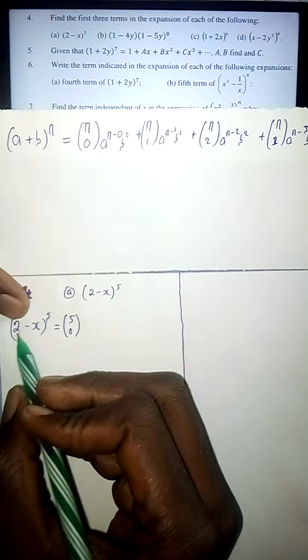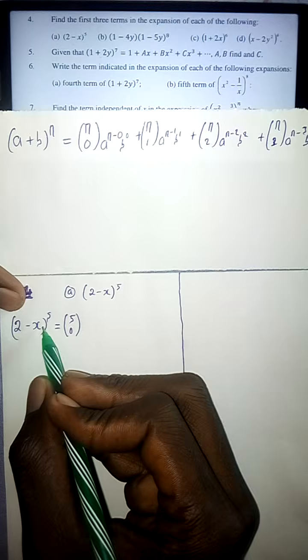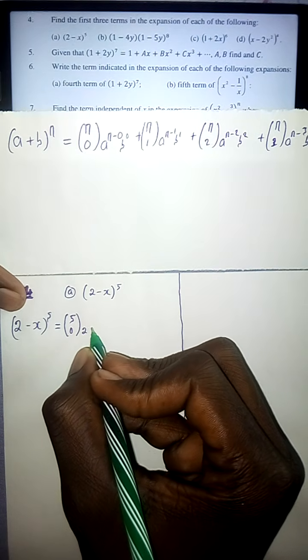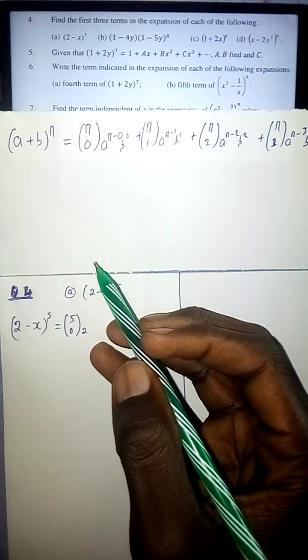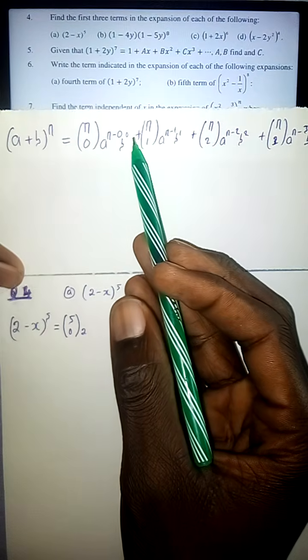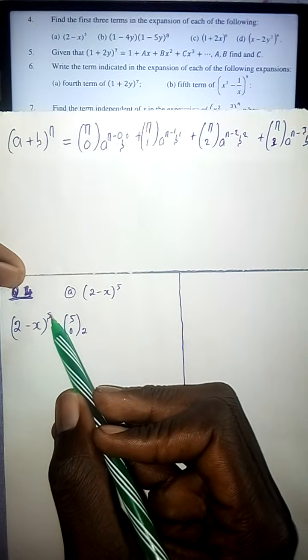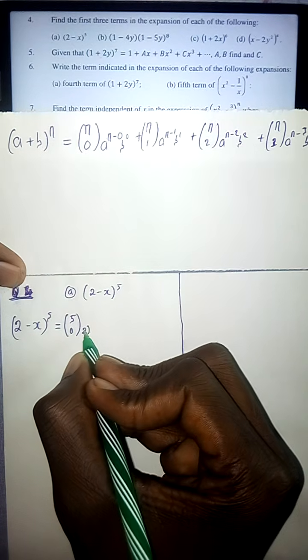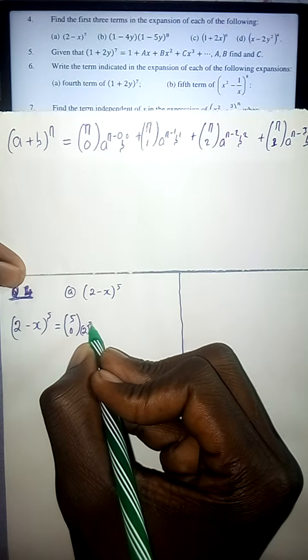What is our a? Our a is simply this part, our b is this part, right? So our a is simply 2 in this case. Then n minus 0. What is n? N is 5, right? The power. So 5 minus 0 is simply 5. So it will be 2 to the power 5.